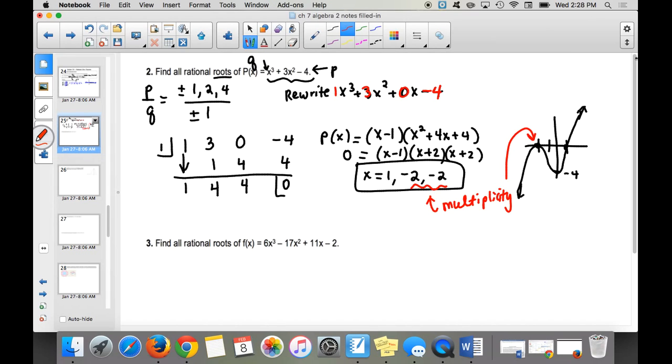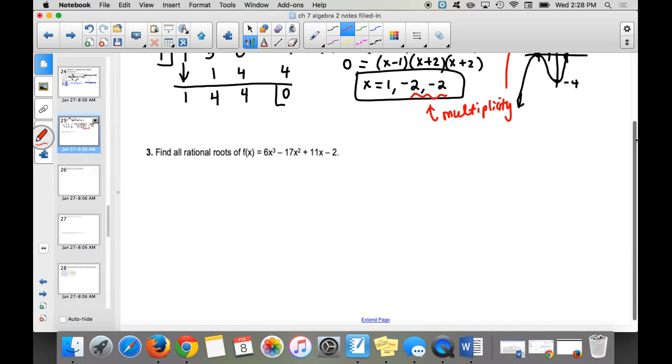It says find all rational roots of this function. So if I'm finding my possibilities, I'm doing my P over Q. I'm taking my factors of negative 2, so 1 and 2, and my factors of 6 are 1, 2, 3, and 6. So you could write those out. You have 1 over 1, 1 over 2, 1 over 3, 1 over 6, 2 over 1, 2 over 2, 2 over 3, 2 over 6. Some of those are repeated. You see how 1 over 3 is the same as 2 over 6. Okay, so you could do that.